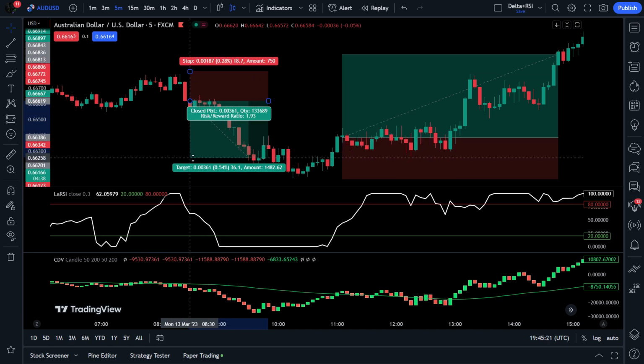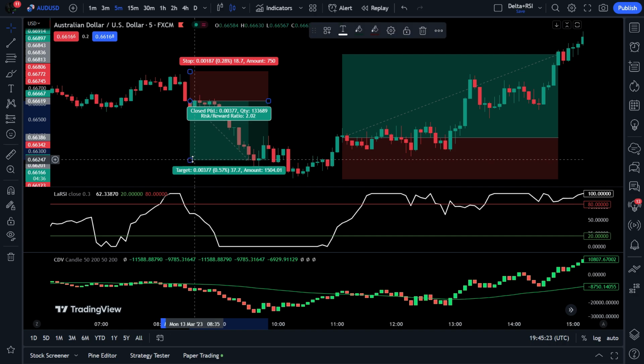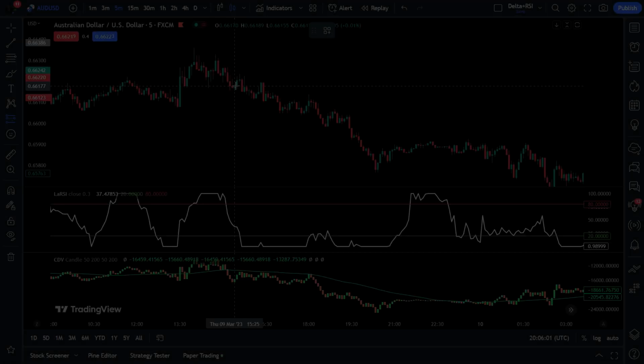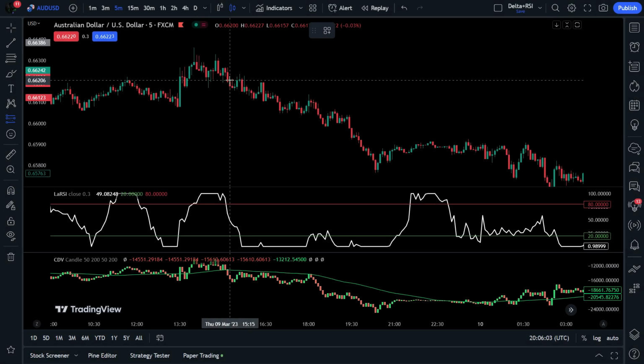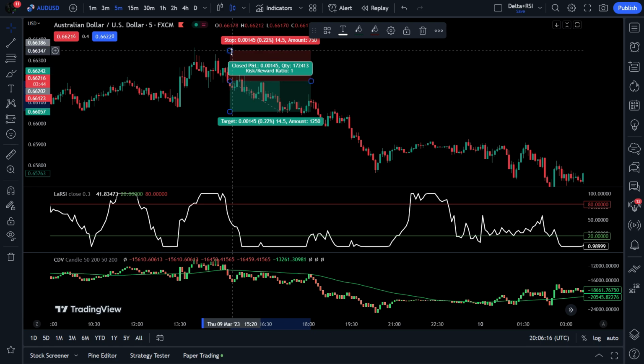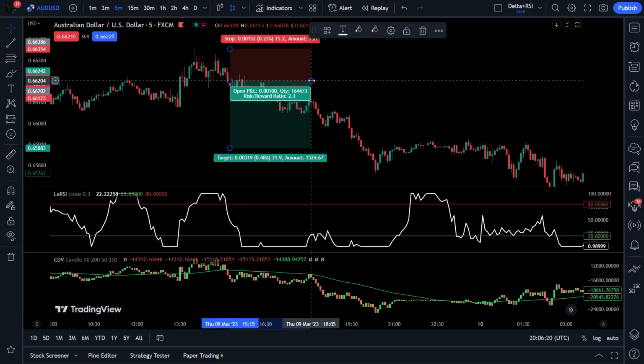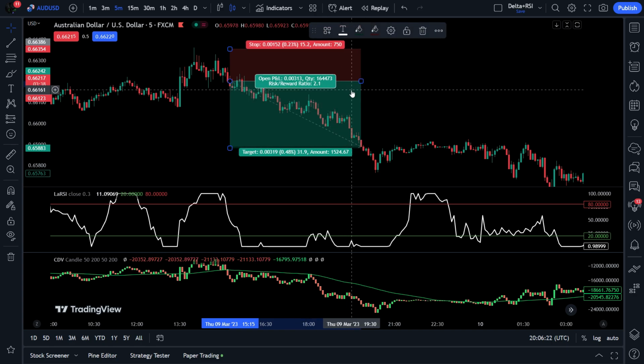Let's run through one more example, and then we will run through what not to do with the strategy and the easy mistakes that can be made by traders when trading this. Once again, our requirements have been met. The Laguerre RSI has broken below the overbought 80 range in red, and our cumulative delta candles are also red, and are below the 50 SMA. So we can take a short here. We set our stop at the recent swing high, and we are targeting a risk-to-reward ratio of 1 to 2.